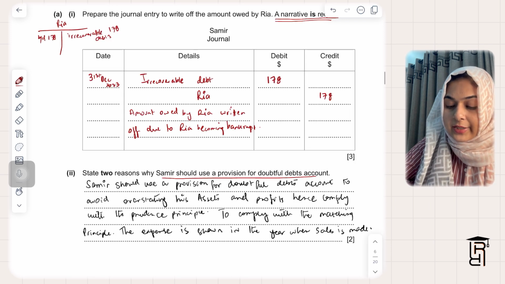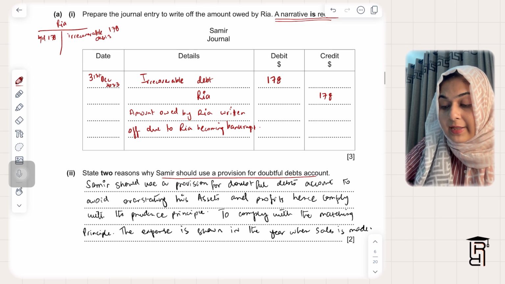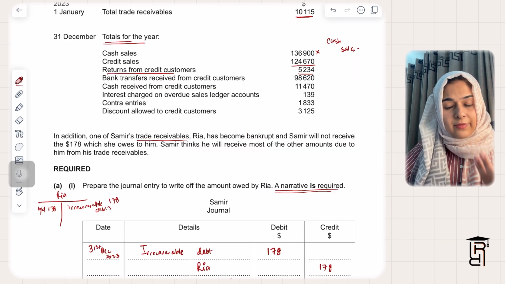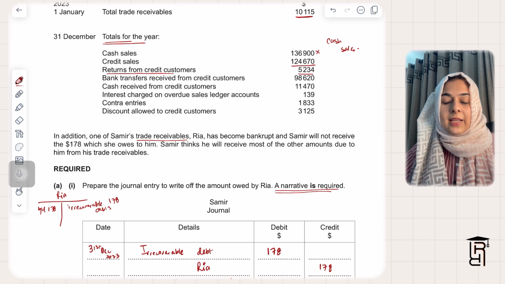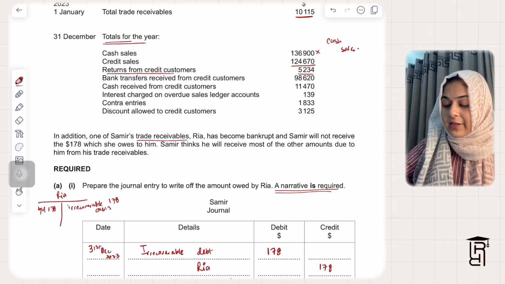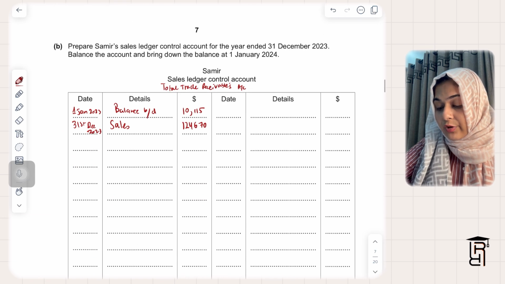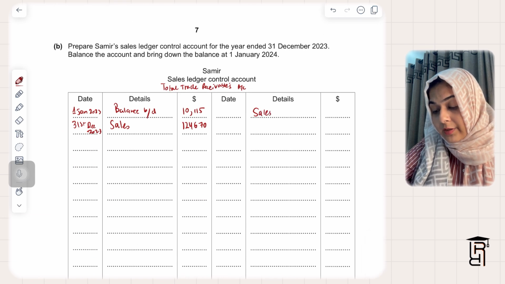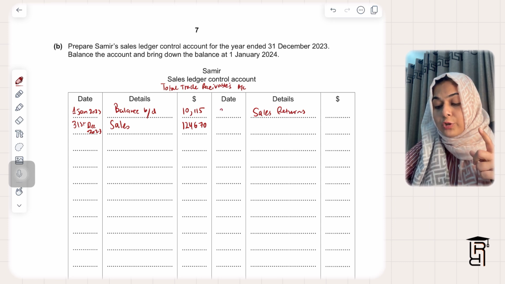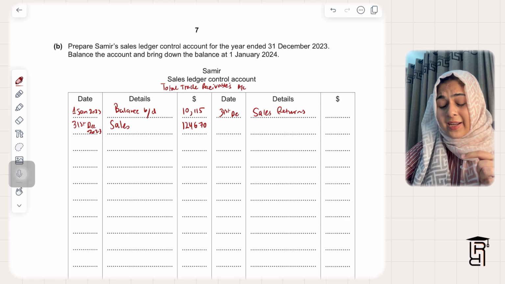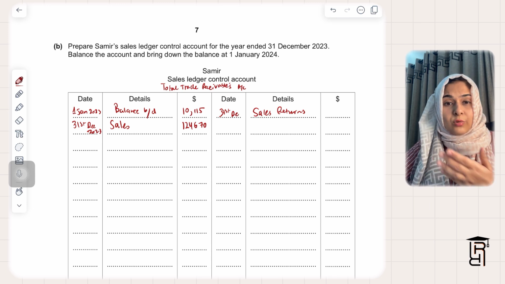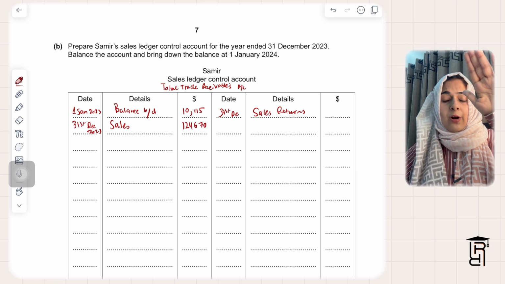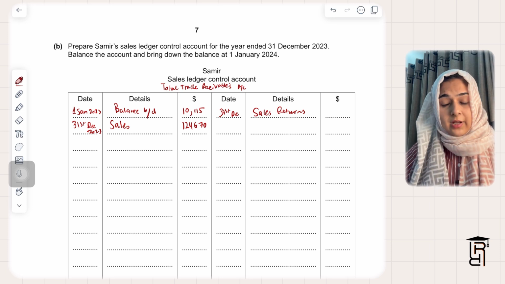The next thing here, returns from credit customers, is my sales returns, and sales returns does affect the sales ledger control account because credit customers are returning goods to us. Sales returns account will be debited, trade receivables account will be credited. I need to record this on the credit side of my sales ledger control account. And notice that I'm writing sales returns. I can't write returns from credit customers in the details because there's no such account as returns from credit customers. It's a sales returns account.